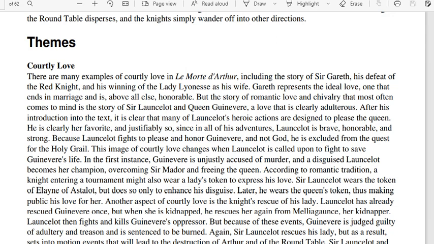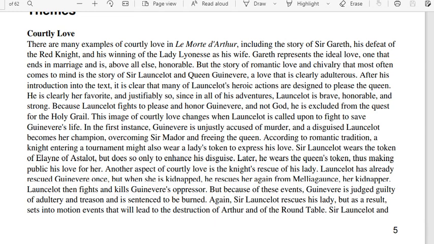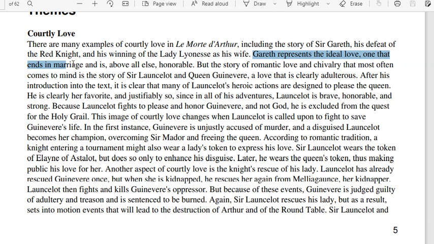Major themes, courtly love. There are many examples of courtly love in Le Morte d'Arthur, including the story of Sir Geraint, his defeat of Red Knight and his winning of the Lady Lyonesse as his wife. Geraint represents the ideal love, one that ends in marriage and is above all else honorable.